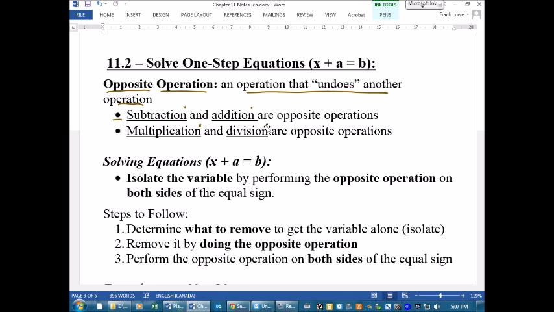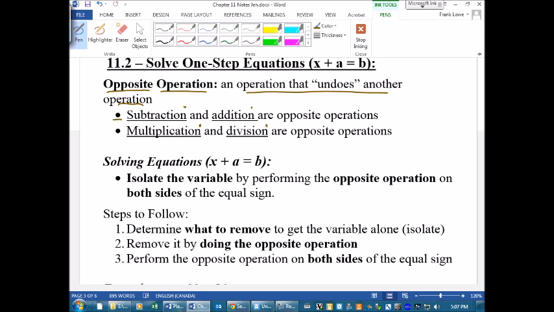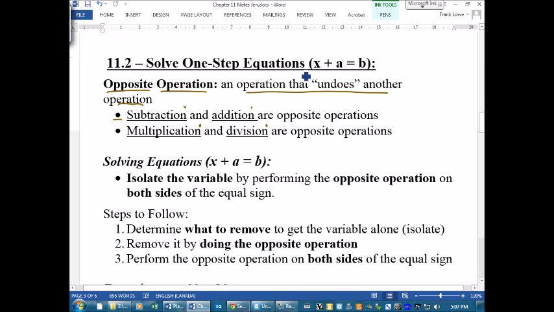Anyways, our overall purpose when we're solving an equation, what we're trying to accomplish, is this right here. We are trying to isolate the variable. Isolate means all by yourself. So we're trying to get the variable all by itself. And in order to do that, we're going to have to perform some opposite operations on both sides of the equal sign, on both sides of the equation.